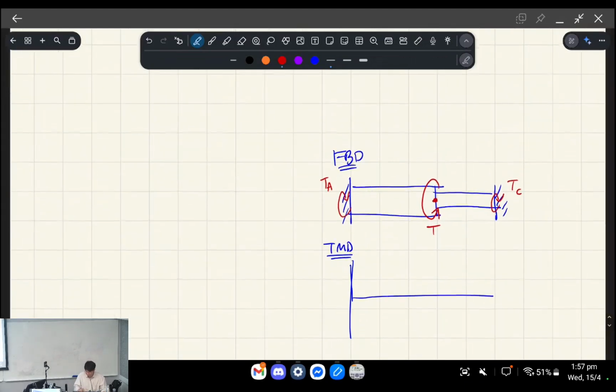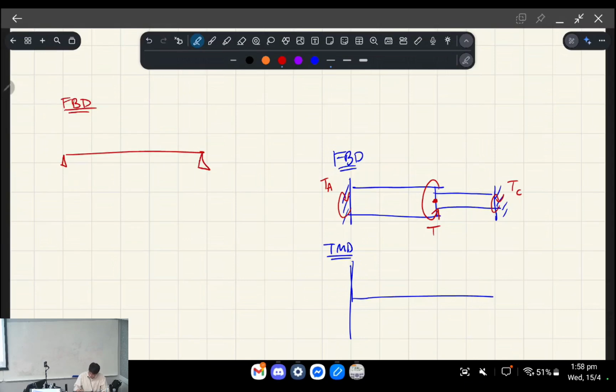I'll give you an example. If we think of this like a free body diagram on a beam, and there's a point load, let's say here, we know that the shear force of this particular system would look like this.